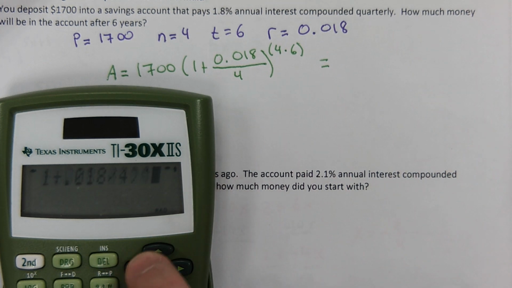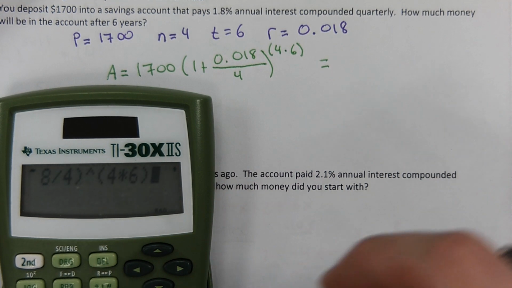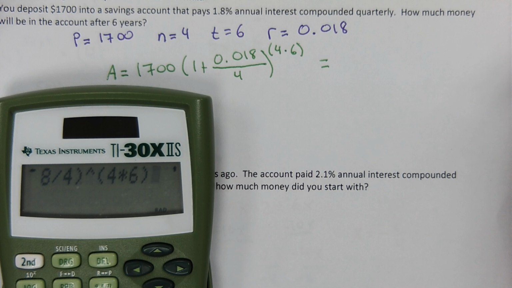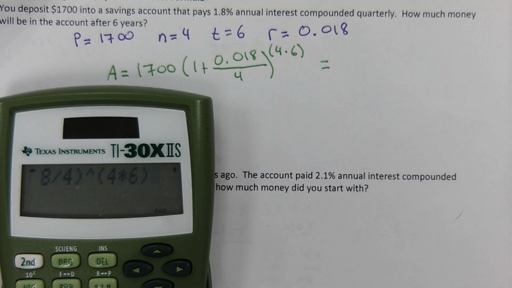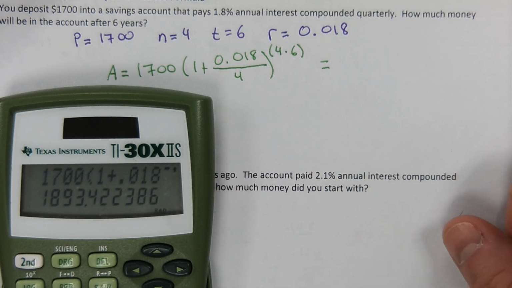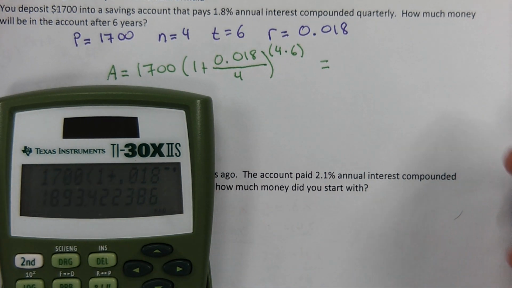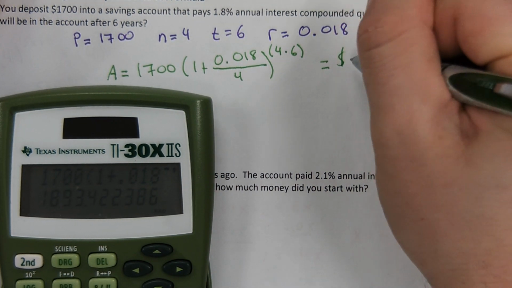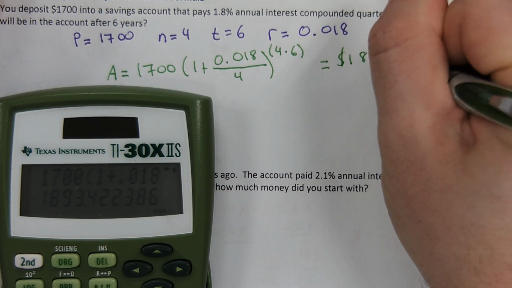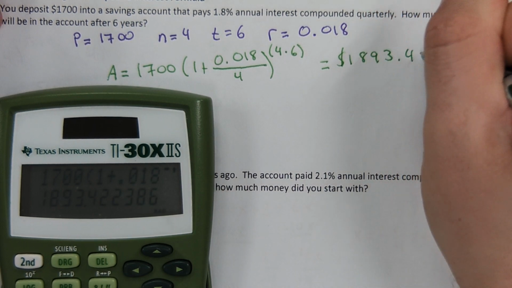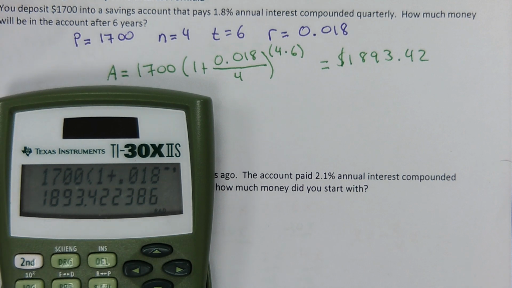And if you wanted a multiplication to occur in the exponent, you had to tell it, do that multiplication in the exponent with a set of parentheses. Now I can hit equals at the bottom right, and I can see that my account has that much money. And since it is money, we will round to 2 decimals, 1893.42.